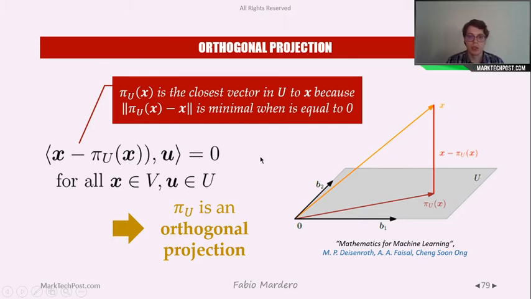Also, we can see that thanks to the orthogonality condition, pi of x is the closest vector in U to x. Why? Because the distance is minimal when the inner product is equal to 0.